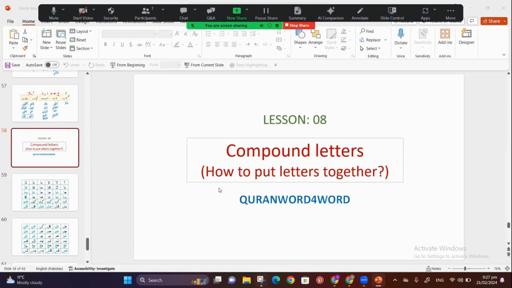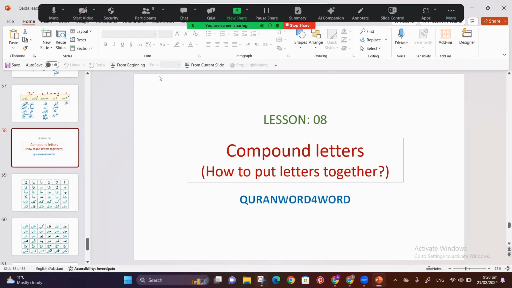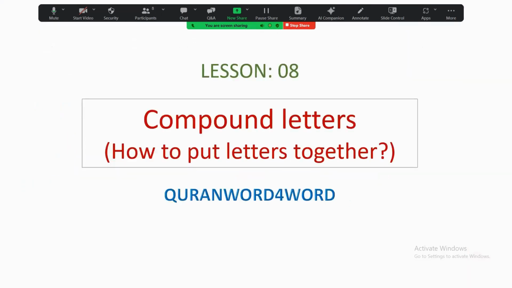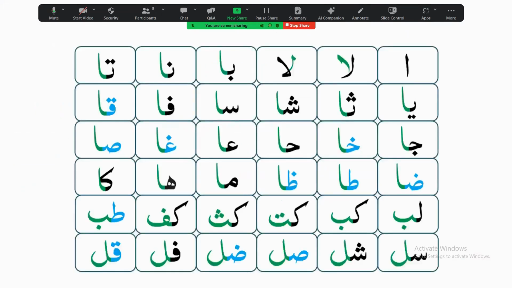But for today's session, we will be doing compound letters. That can be 2 letters, 3 letters, so the composition will be like this. Why are we doing this? Because earlier I told you how the letters change their shape, so while doing compound letters, you will get to see the letters when they are joined together. I hope that you are keeping up with the previous lessons as well. So let's move on to today's session, inshallah. Compound letters, how to put letters together. We will just see that quickly, inshallah.